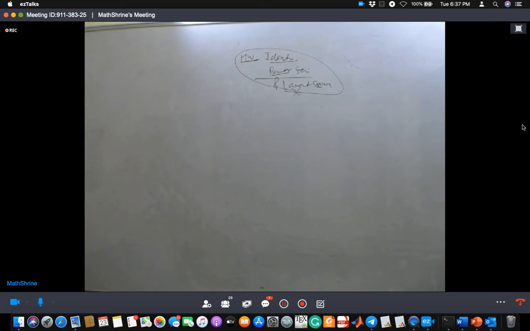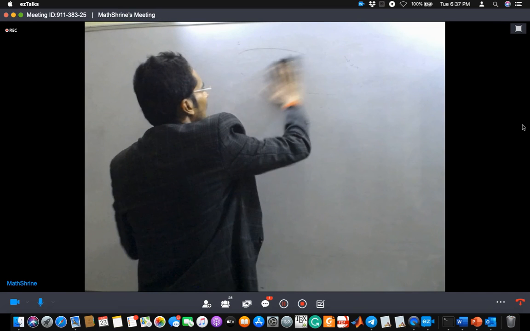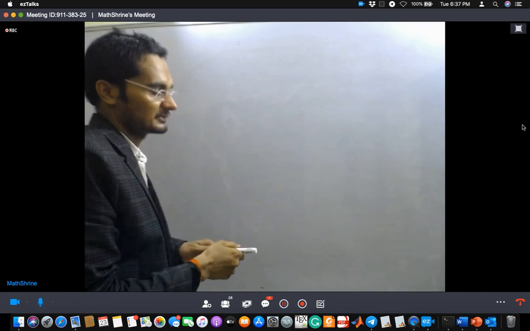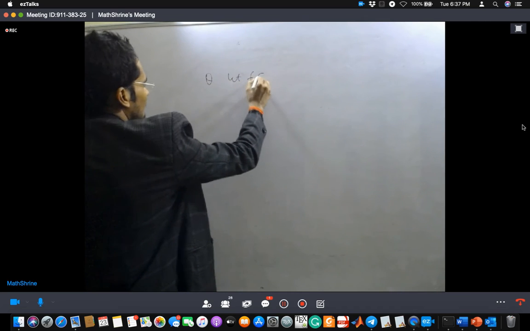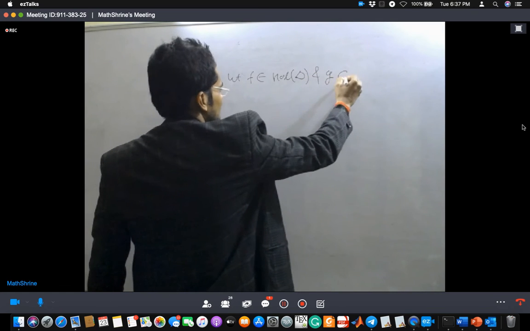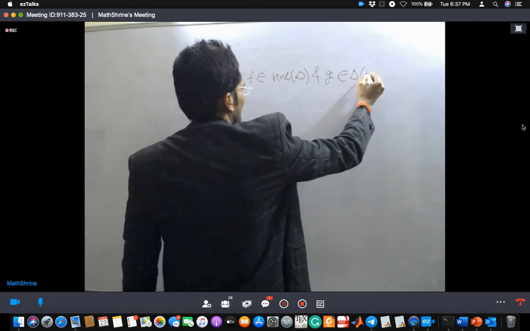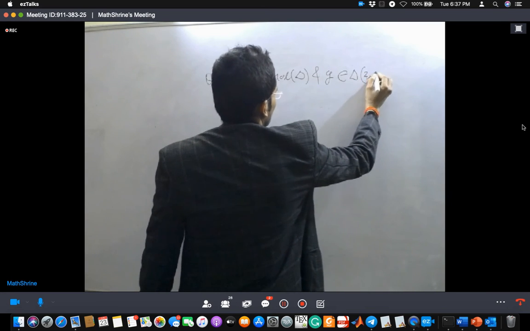Okay, so the question is, I think I had written this question, but again I'm writing. Let f be holomorphic on a unit disk, and g also holomorphic on the disk with center 2i and radius 1.